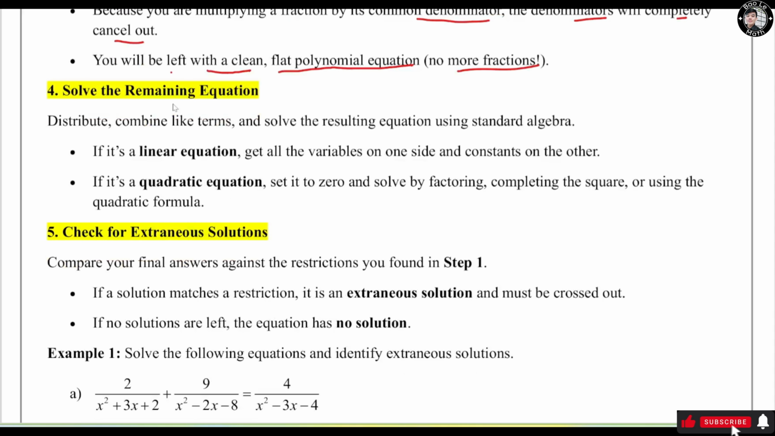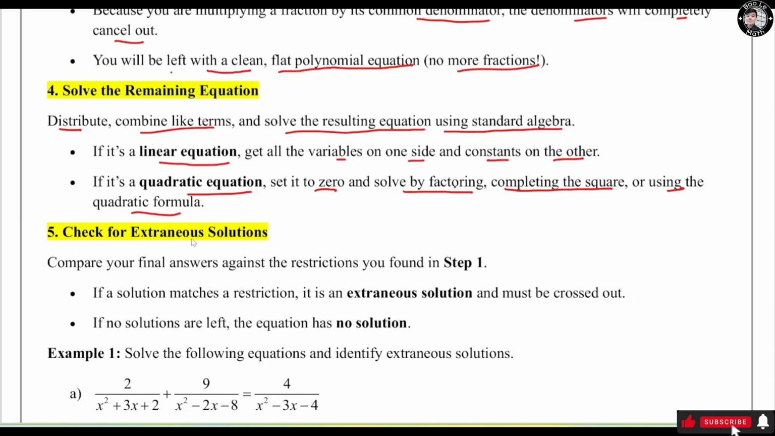Step number 4, solve the remaining equation. Distribute, combine like terms, and solve the resulting equation using standard algebra. If it's a linear equation, get all the variables on one side and constants on the other side. If it's a quadratic equation, set it to 0 and solve by factoring, completing the square, or using the quadratic formula. Now, if you want to review how to solve a quadratic equation by factoring, completing the square, or using the quadratic formula, please check out the link in the description below.